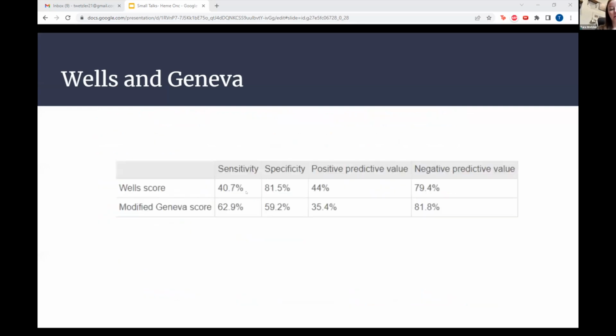And after they looked at the data, this was the conclusion that they developed: the sensitivities and specificities for detection of PE in pregnant patients according to the Wells score and the modified Geneva score really aren't that great. So based on these two studies that I came across, it looks like YEARS is the best clinical decision-making tool to help risk stratify pregnant patients in whom pulmonary embolism is suspected.